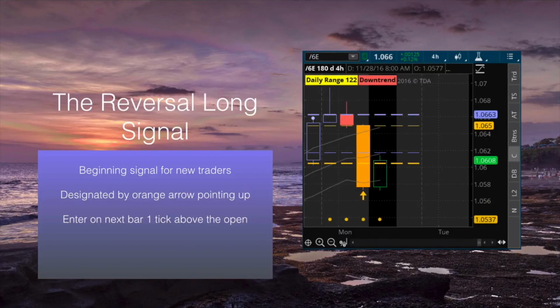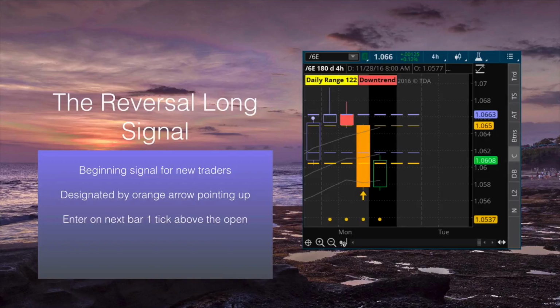All right, next on the agenda are the reversal signals. This is a reversal long. Reversals are really easy because it's basically an arrow that forms under or above a bar that points in the direction in which you're supposed to take the trade. So in this particular case, you've got a reversal signal that's pointing long. So you wait until the next bar paints and you enter one tick above the open because it's a long.